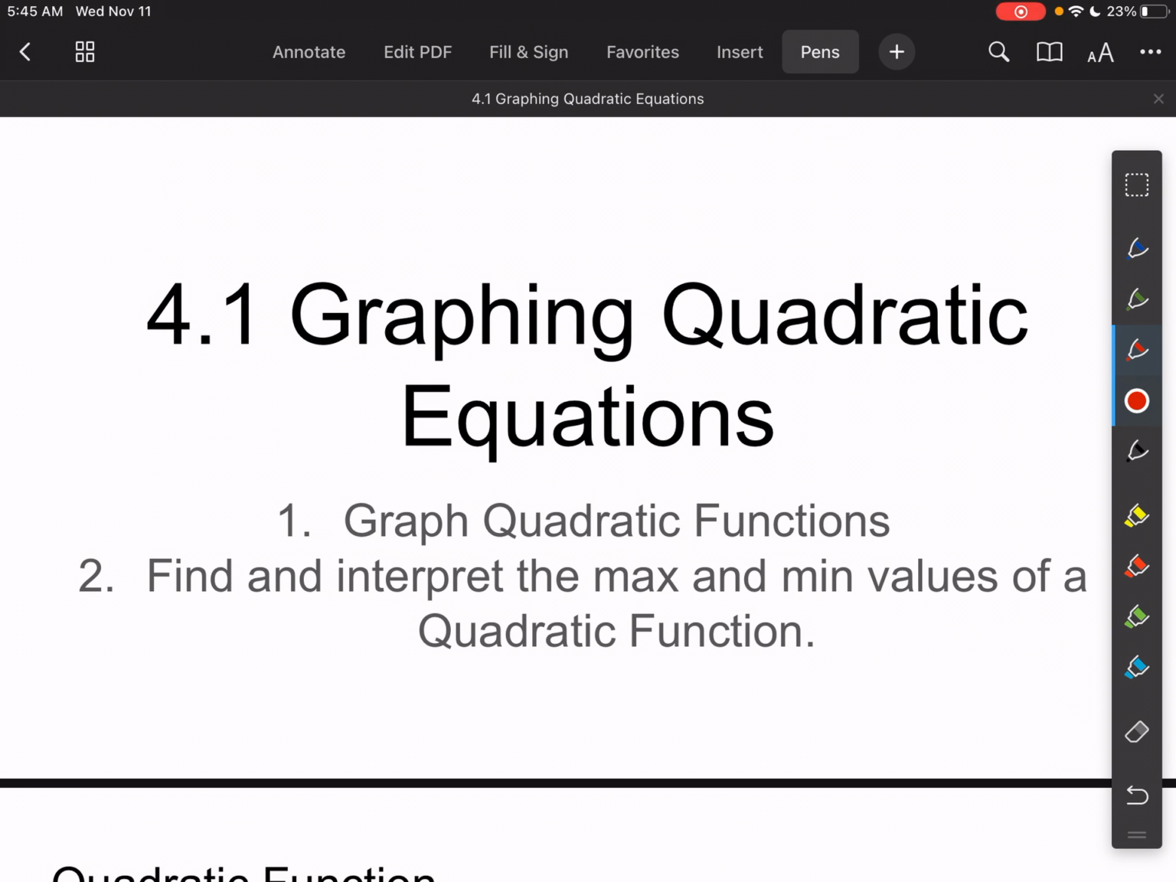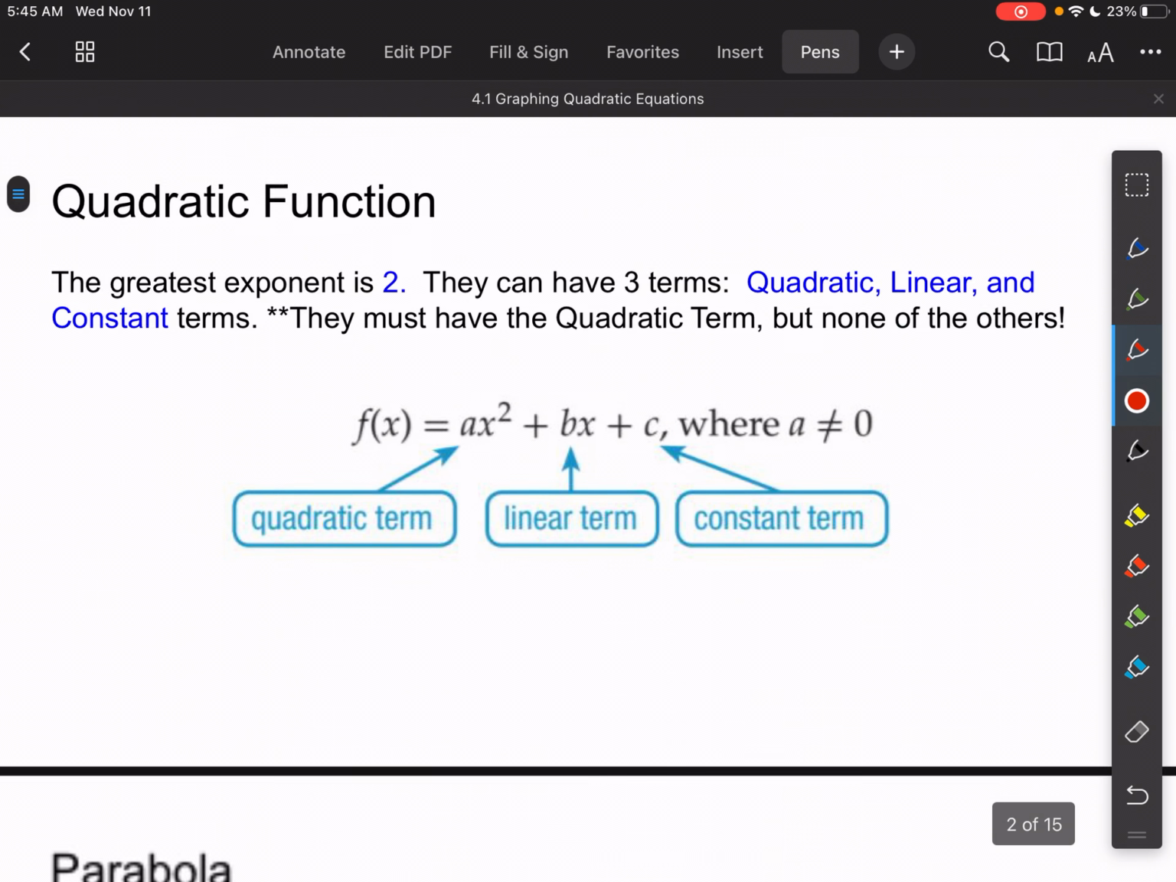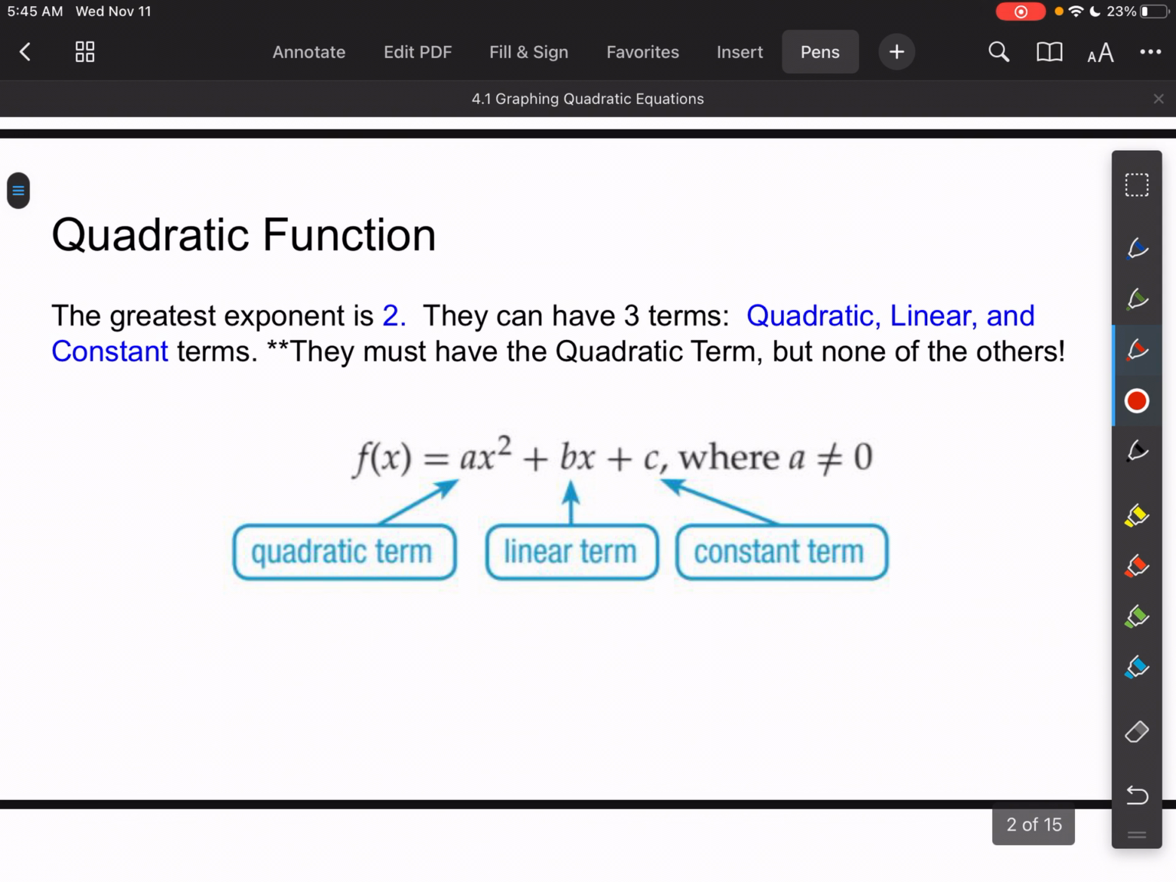All right, y'all. 4.1, moving into quadratics today. So we're just going to get back into the swing of how do we graph a quadratic equation today, right? So we're just going to graph some of these guys. We're going to find and interpret the max and min values for these guys, and then we're going to call it a day. But this whole chapter is going to be on these guys, so we're going to keep revisiting this and keep exploring what quadratics have to offer.